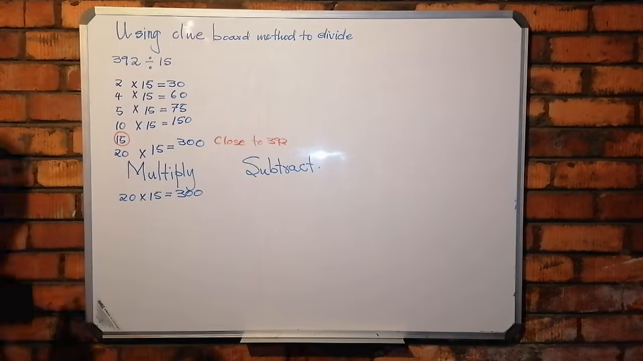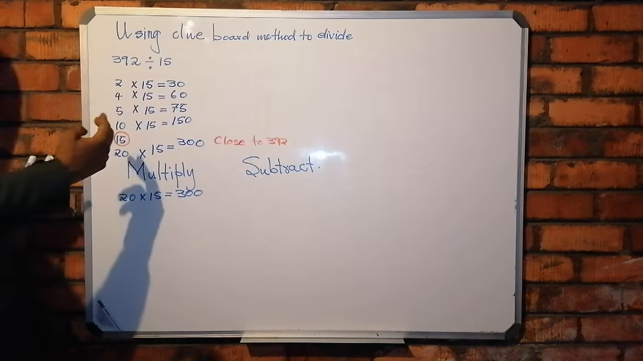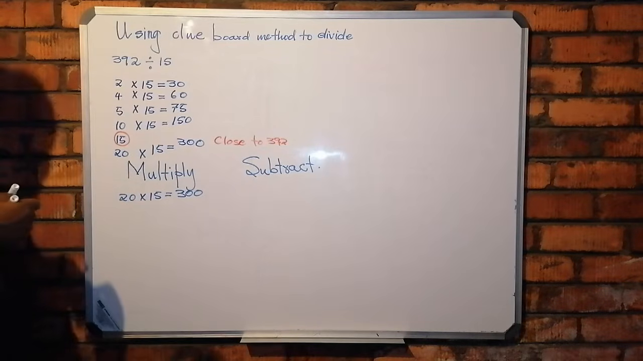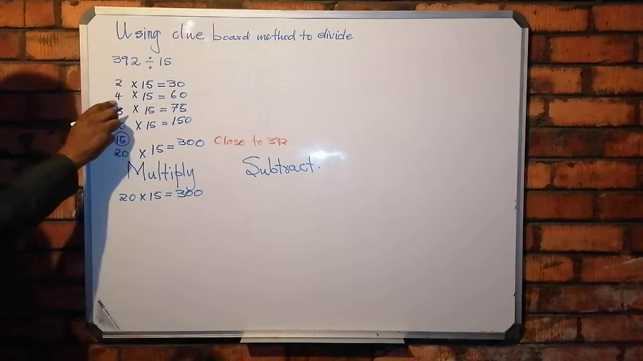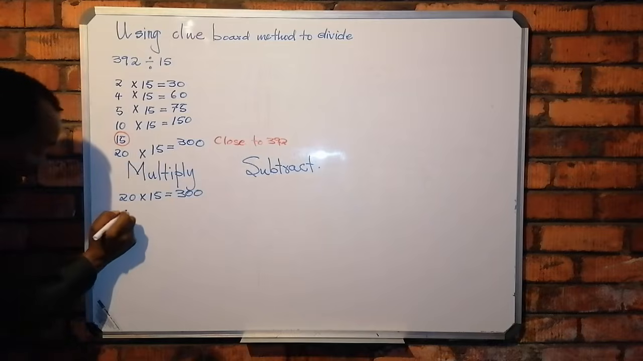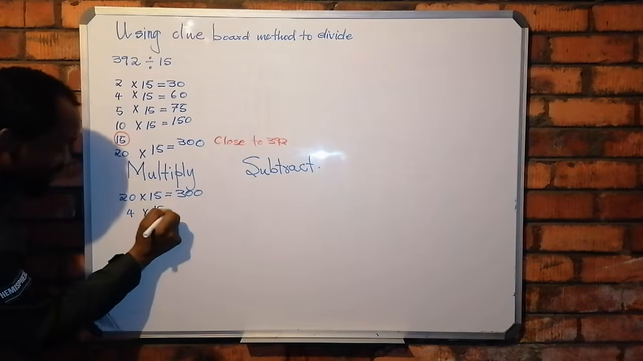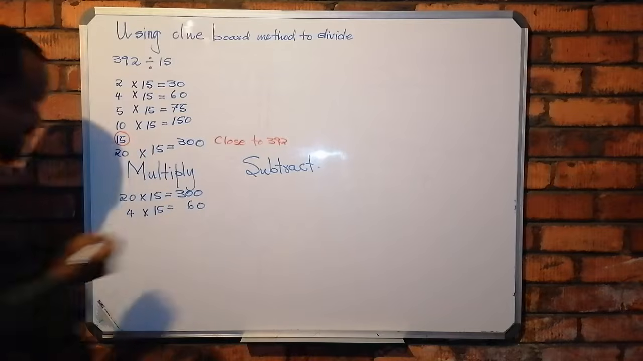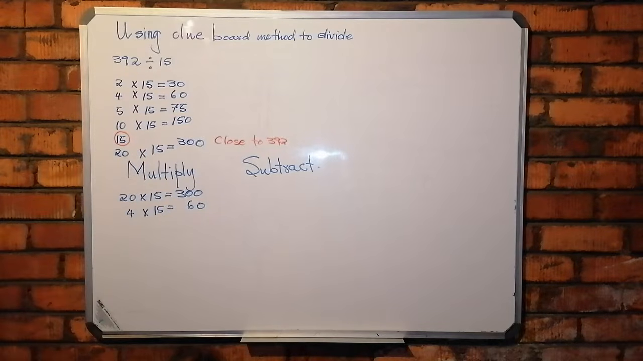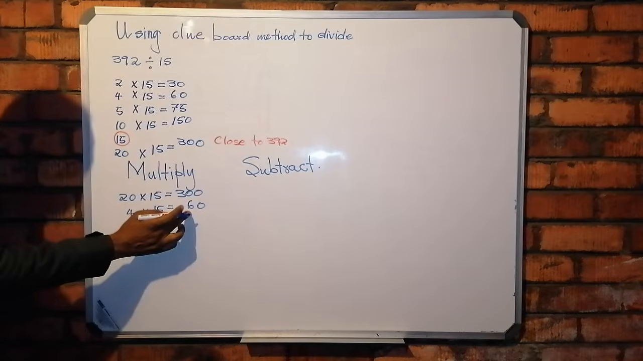Now, what can we add to 300 to get closer to 392? Can you see that one? 4 times 15 is 60. I take it. 4 multiplied by 15 is 60. Beautiful. Now, 300 plus 60 is 360.